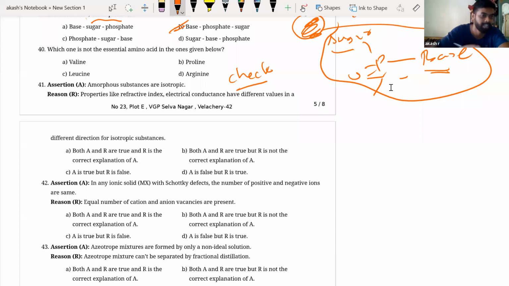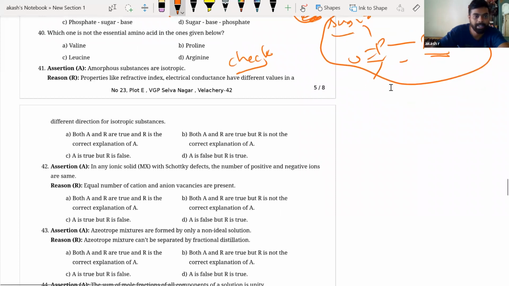Okay, fine. Next. Amorphous solids are isotropic. Yes, correct. Properties like refractive index, electrical conductance have different values in different directions. This is absolutely wrong. So A is true, R is false.